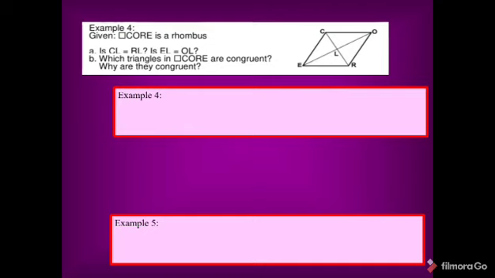Given that quadrilateral CORE is a rhombus, we have the question: is CL congruent or equal to RL? Or is EL congruent to OL? Can you see that? Yes, because diagonals of a parallelogram bisect each other. So they're just congruent. Second question, which triangles in quadrilateral CORE are congruent?